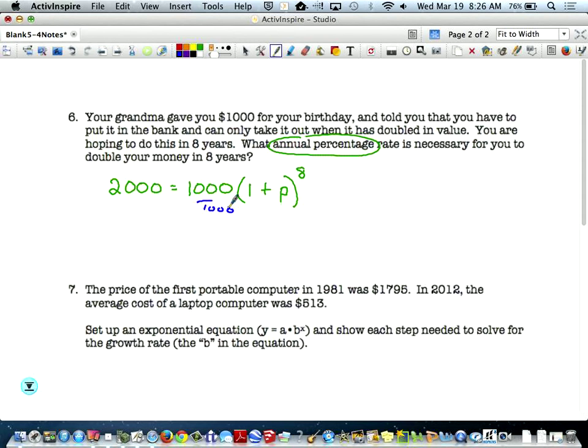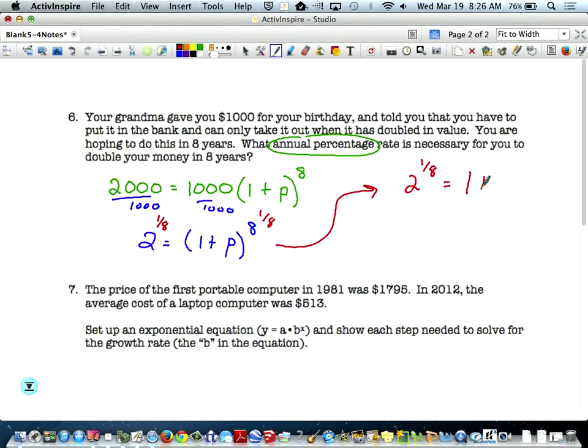Divide by 1,000 on both sides. What do you have to do now? How do you get rid of the 8th power? 1 over 8 on both sides. I'm going to move it over here. So basically it gets rid of the parentheses. And what do we have to do at the end? Subtract 1. So 2 to the 1/8 power minus 1 is equal to the p value.